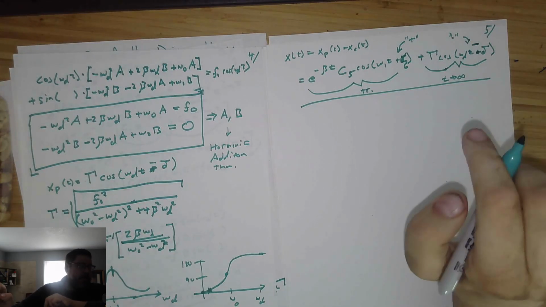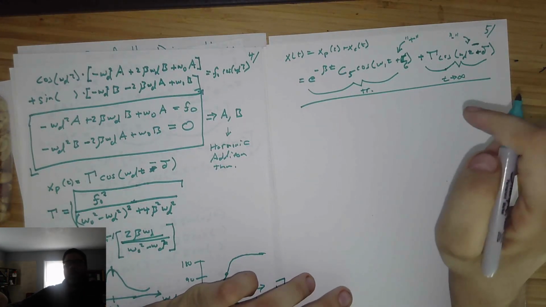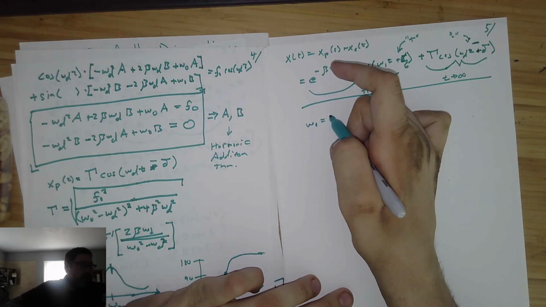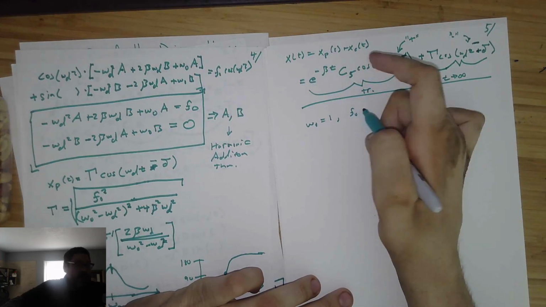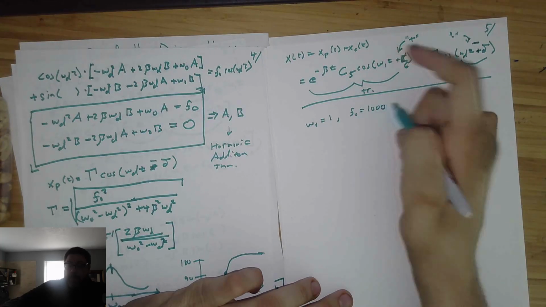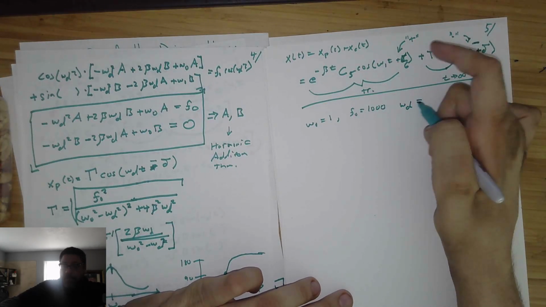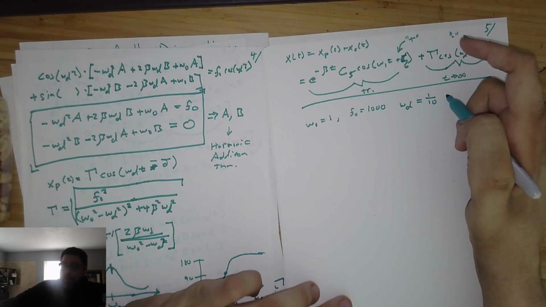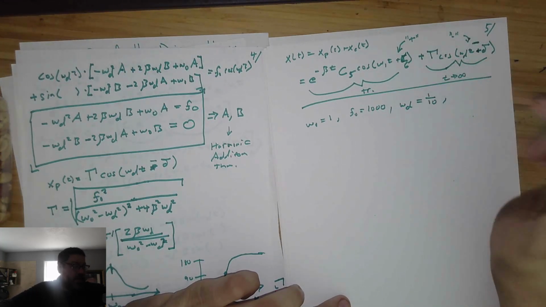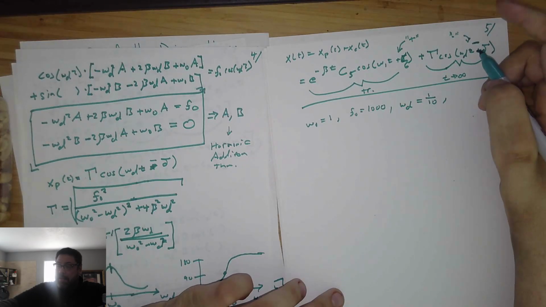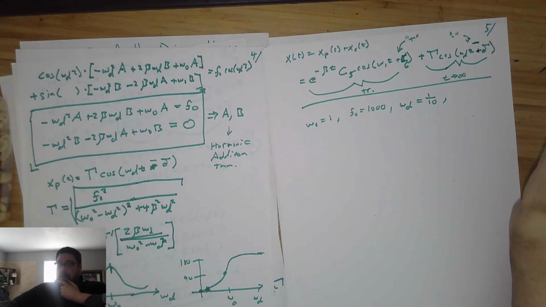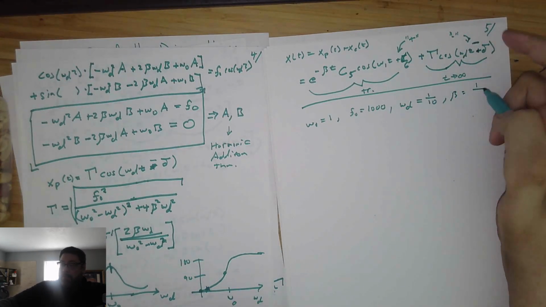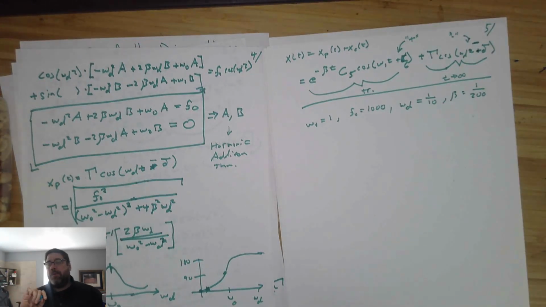So let's look at this kind of situation. For our particular case, going way back to the beginning, remember we had omega naught equals 1. We had F naught equals 1000. We had omega d equals 1 over 10. And what was the last thing we needed? Oh, and we had beta equals 1 over 200. Okay, so those are the things we need.